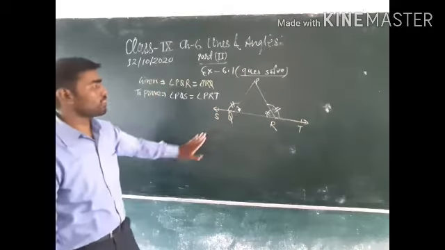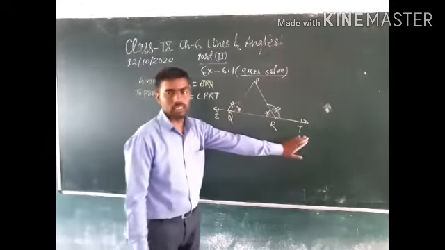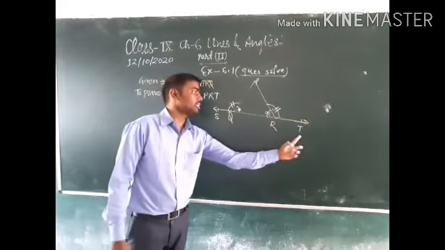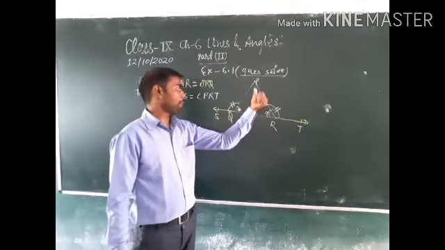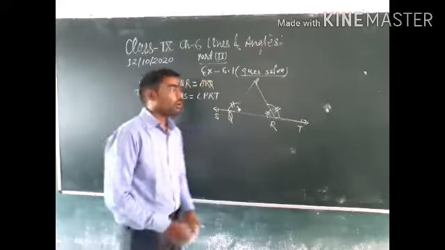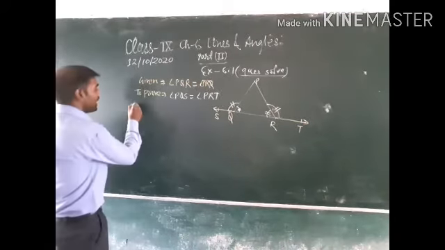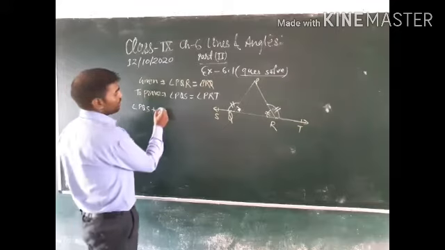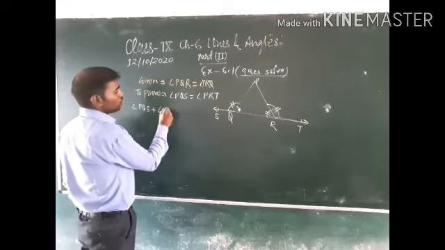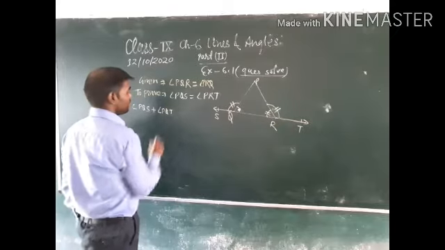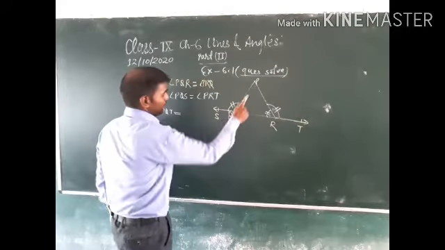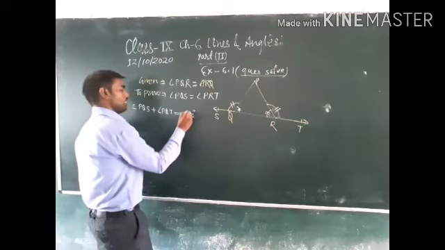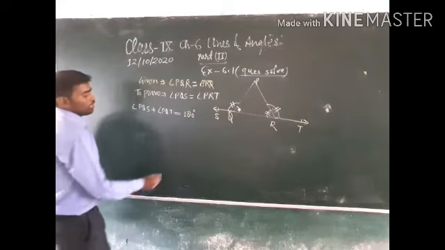How can I solve this question? So first of all, let's say ST is a line and the ray PQ is incident on line ST. ST is a line and the ray PQ stands on ST. So by linear pair we can write angle PQS plus angle PQT is equal to 180 degrees. This is the first equation.